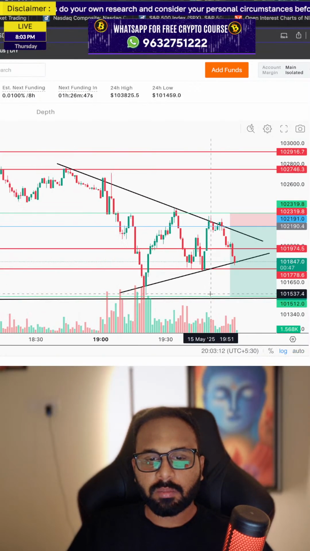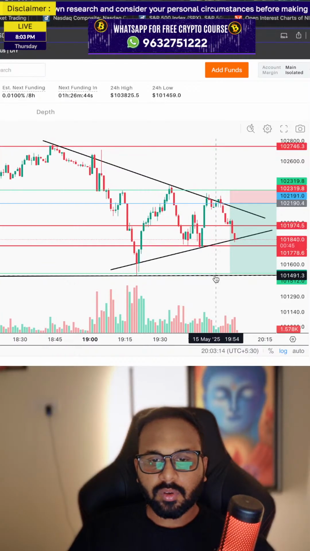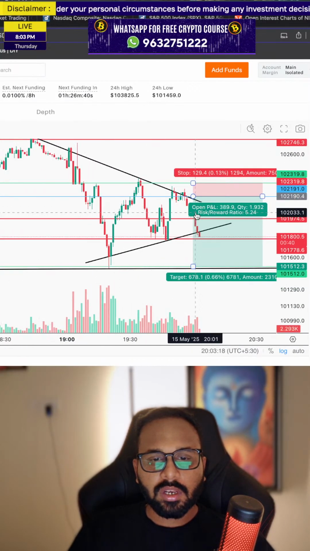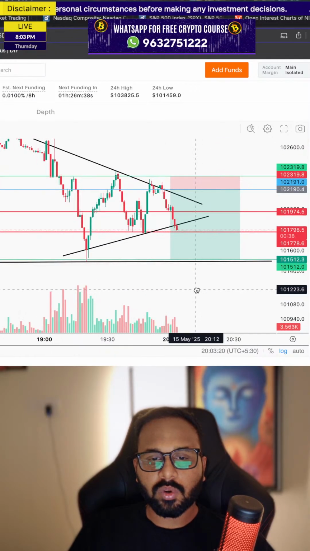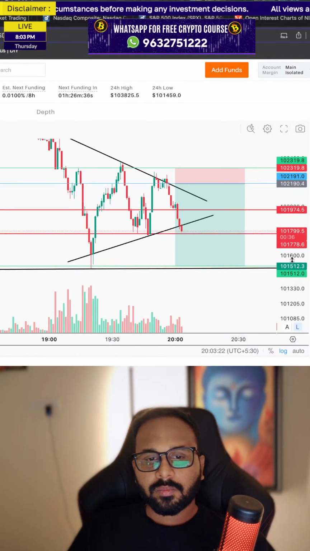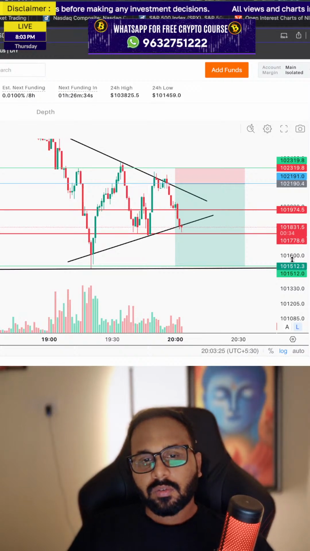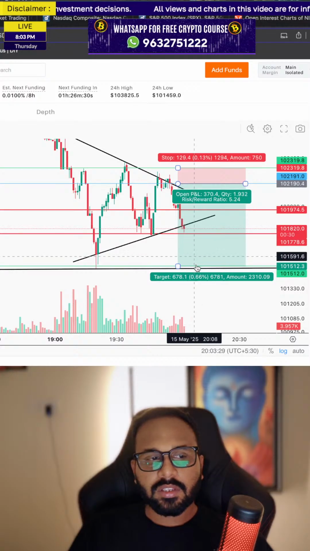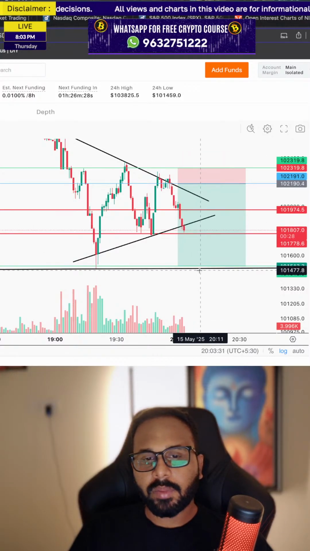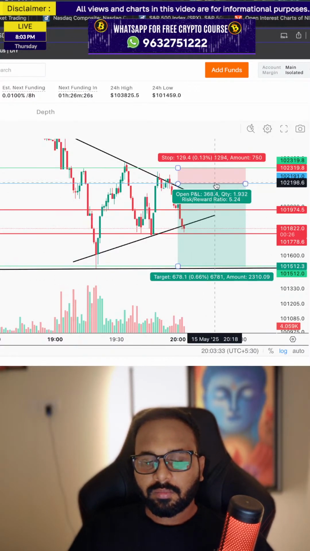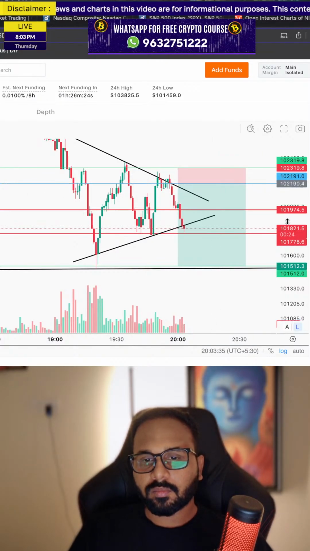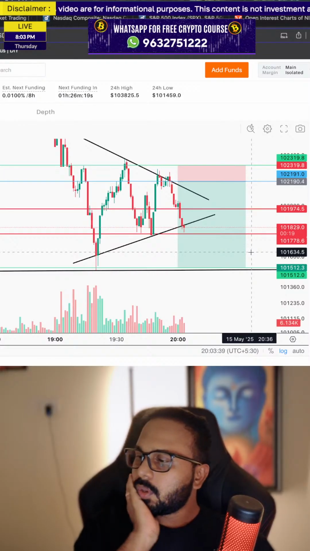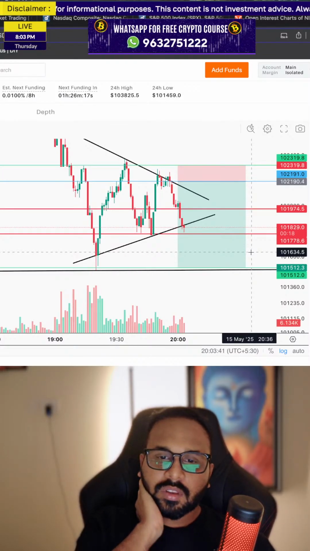Let me switch to the 1 minute time frame. I think now you can see the symmetric pattern more clearly. Market has broken the range. Let's see if it sustains, then we will make very good profit in the trade. $1,01,970 entry.